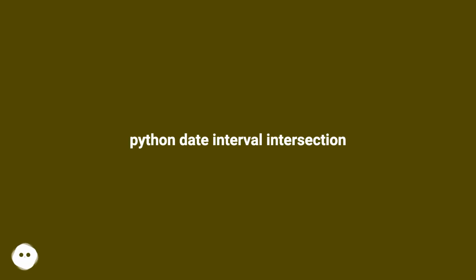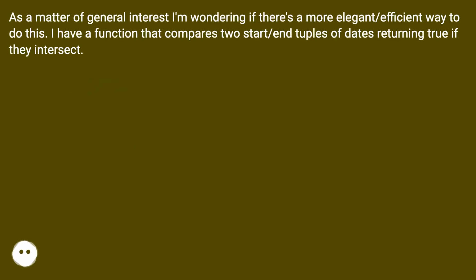Python date interval intersection. As a matter of general interest, I'm wondering if there's a more elegant/efficient way to do this. I have a function that compares two start/end tuples of dates returning true if they intersect.